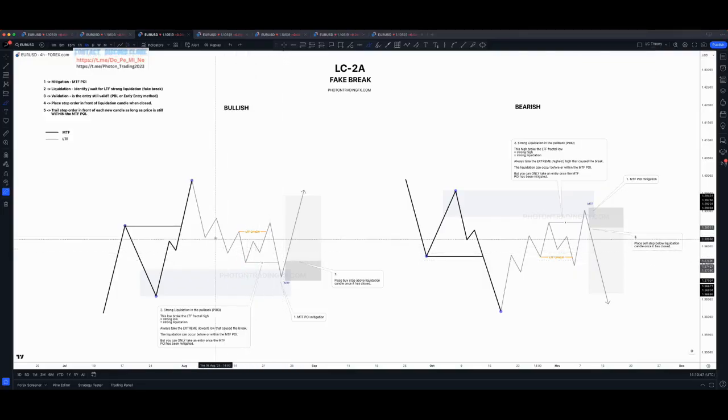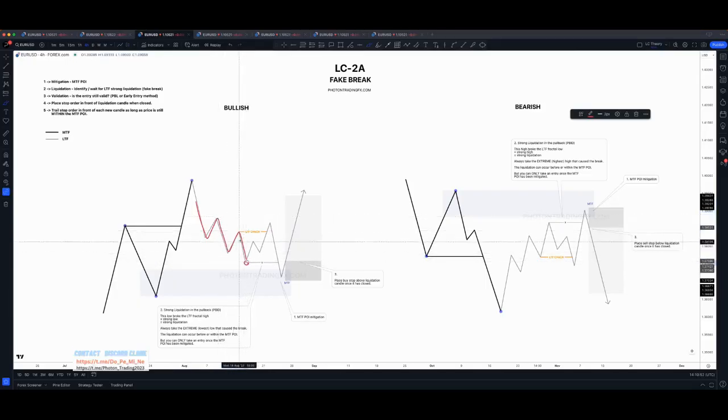So it's the common mistakes that we see. One, make sure it breaks structure to the left. Okay, so this low eventually causes the true change of character here. It takes out the fractal high. Once that happens, we then find the lowest low. We always want the extreme. We want the most extreme bit of liquidity. So we'd mark it out. We draw our liquidation line on. Now we do nothing until that line is liquidated.